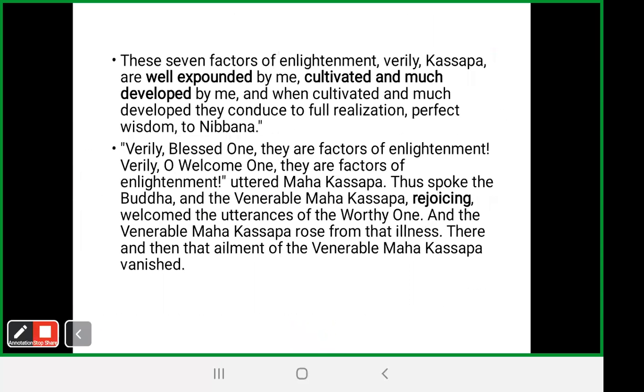So we go to the next one. These 7 factors of enlightenment, Kassapa, are well expounded by me, cultivated, and much developed by me. And when cultivated and much developed, they conduce to full realization, perfect wisdom, to Nibbana. So really, Blessed One, they are factors of enlightenment. Blessed One means Tathagata. They are factors of enlightenment, uttered Mahakassapa.